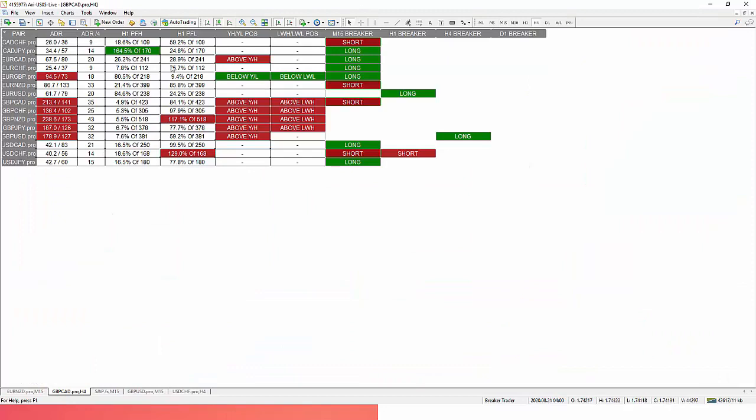Peak formation high, peak formation low on the H1, which is PFH and PFL. This just shows you what the 3 times ADR figure is for this particular pair and how far beyond it or close to it in this case it is. So if we have a look at, let's have a quick look at the pound New Zealand.